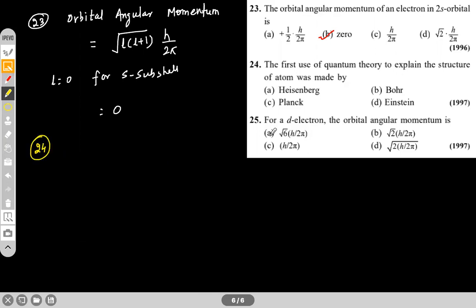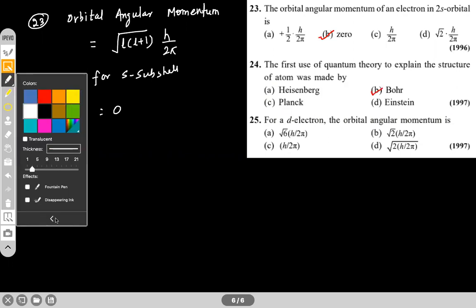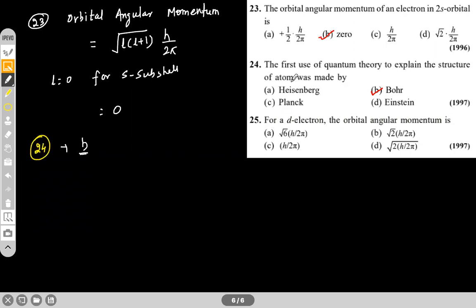Question number 24. The first use of quantum theory to explain the structure of atom was made by Planck, Bohr, Heisenberg, or Einstein. The answer is Bohr, right? Bohr theory was based on the postulates of quantum theory because it contains the wave characteristics also, based on Planck's equation. That's why the answer for the 24th one is B. Some postulates of Bohr's were based on the quantum theory.